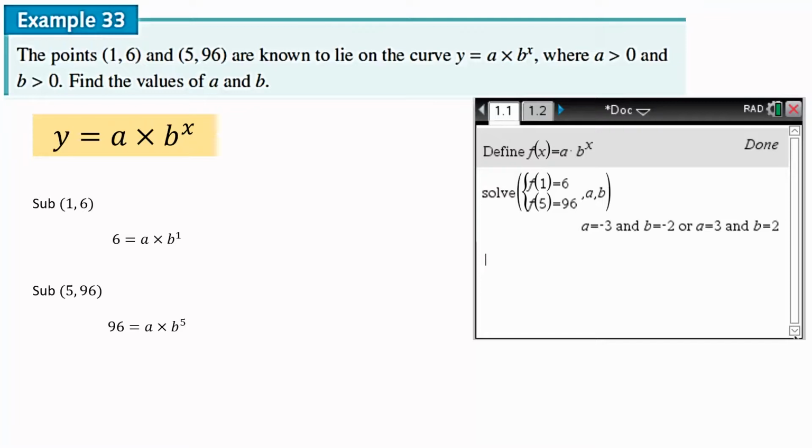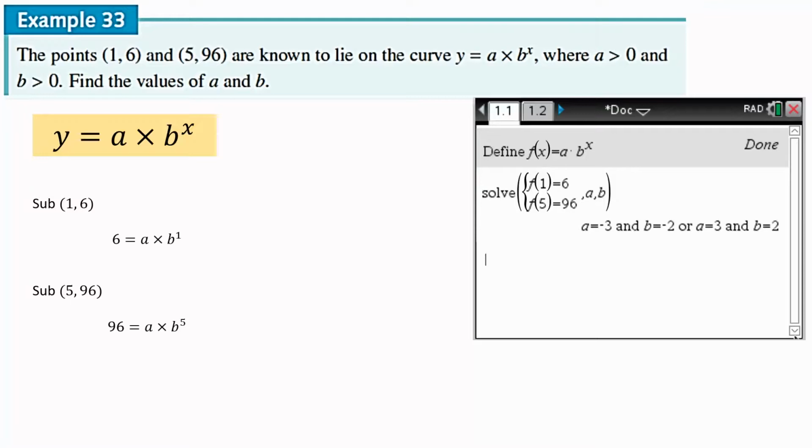Now the benefit of defining it is then you can rewrite it like this. f of 1 equals 6 means when x is 1, y is 6. When x is 5, y is 96. Instead of typing the whole equation again, I've just typed it in its notation, said find a and b. They figured out a and b. Okay, but right here I've got a equals -3, b equals -2, or a equals 3 and b equals 2. Now which one of those is correct?